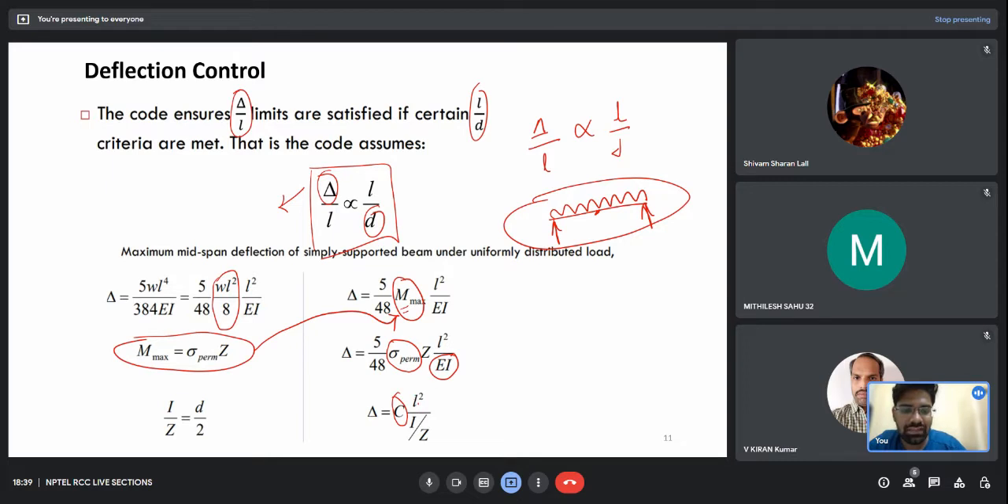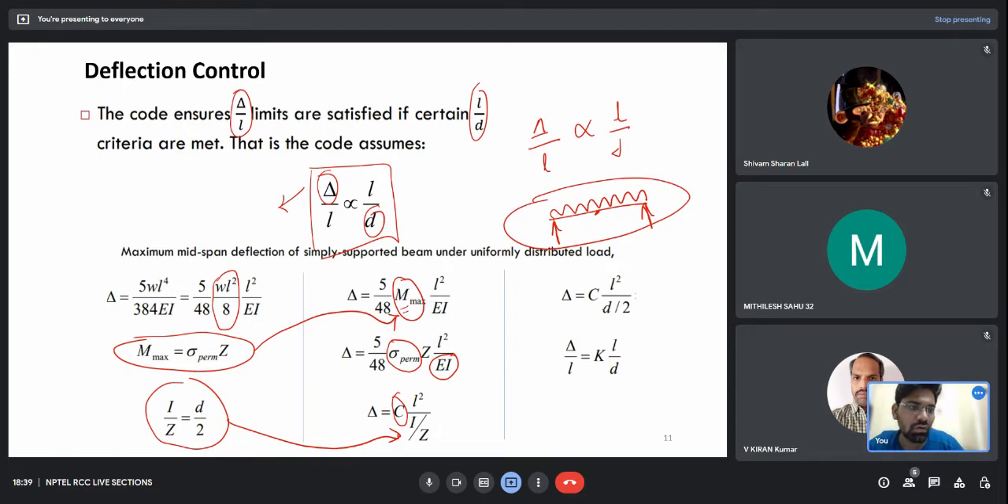Now what we have is L square by I by Z. Now you see what I have done. Now C equal to L square I by Z for a rectangular beam. I have replaced it with this. So now I have this relation.